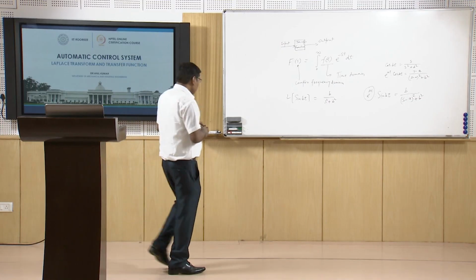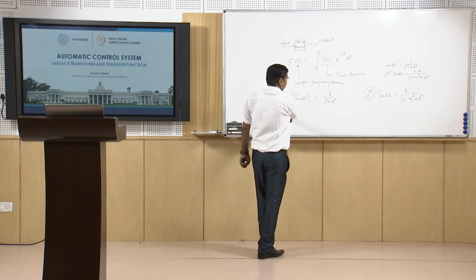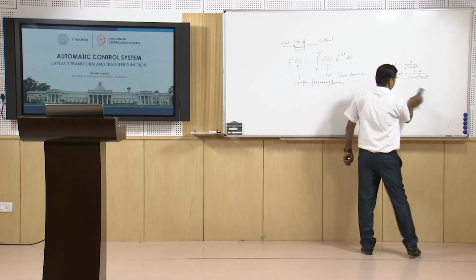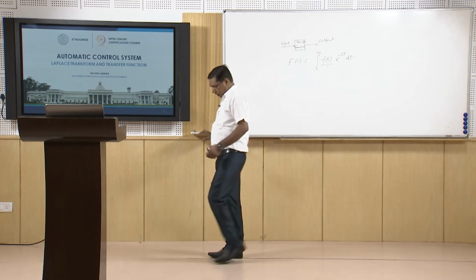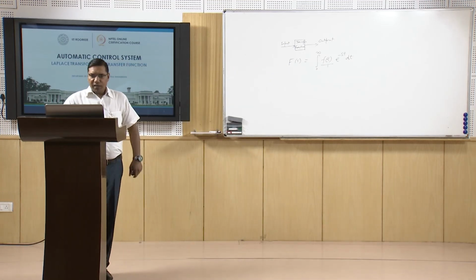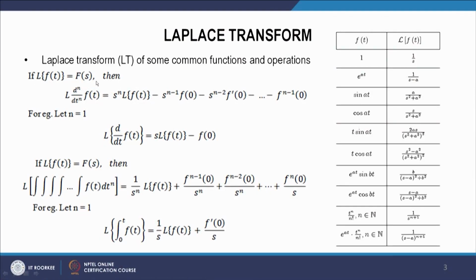Now we come to the more applicable system like differential equations. Because differential equations are used widely, we should see how we can take the Laplace transform of differential equations. So here we can see that if f(t) is a function and the Laplace transform of f(t) is F(s), then the Laplace transform of the nth derivative of f(t) is s^n times the Laplace transform of f(t) minus s^(n-1) f(0) minus s^(n-2) f'(0) and so on, minus f^(n-1)(0). So this is the nth derivative of f(t) and we are taking the Laplace transform.